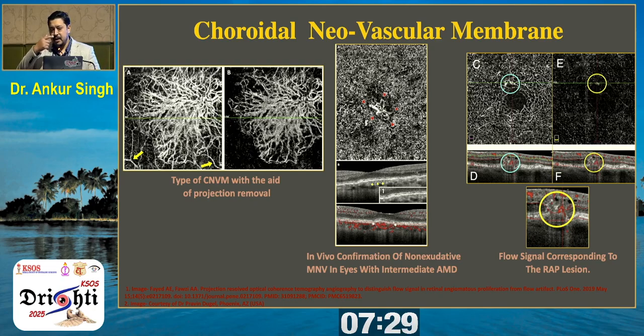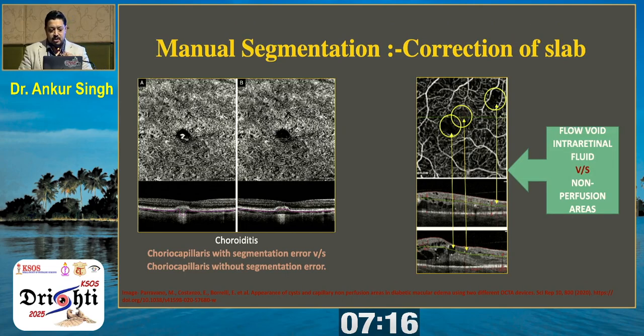And if you see this abnormal vasculature in the superficial, intermediate, and deep capillary plexus with flow, it is probably a type 3 or, oh sorry, type 3 or a RAP lesion. So manual segmentation is very important. Look at the image on the right. If you see an abnormal segmentation, it makes you feel that this is a CNVM, but if you correct the segmentation, it is gone. Always correlate the en-face image with the structural image.